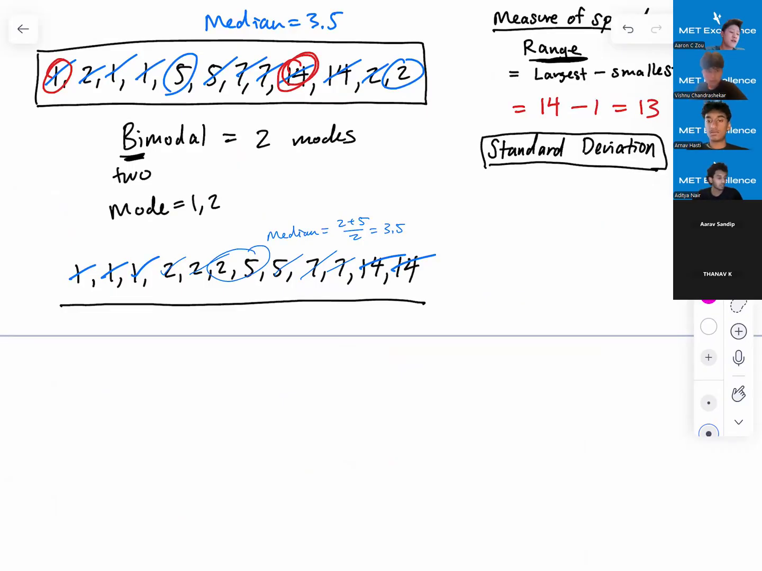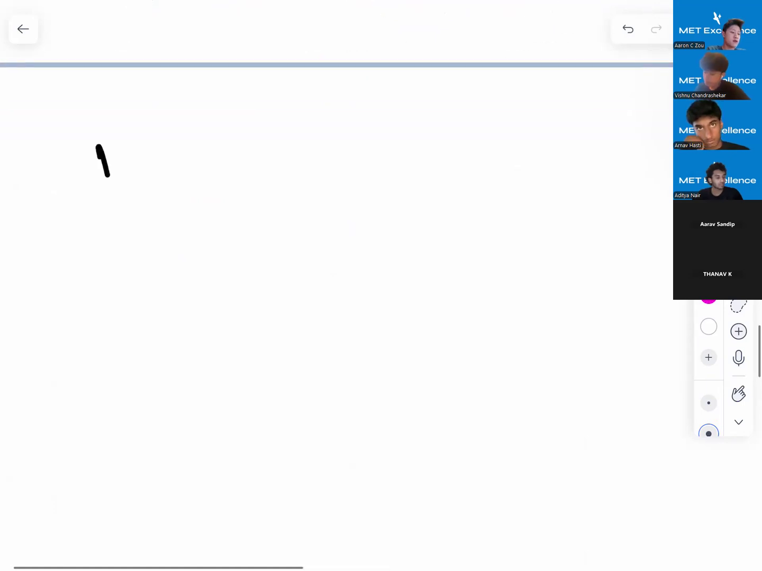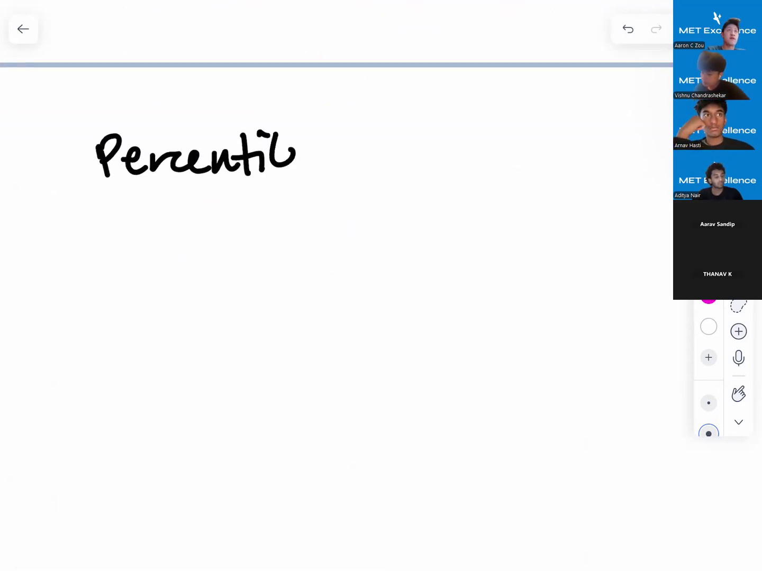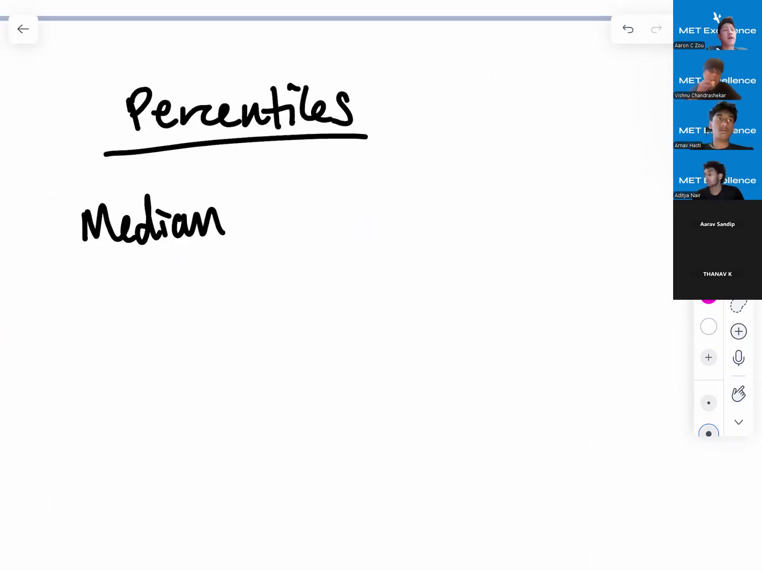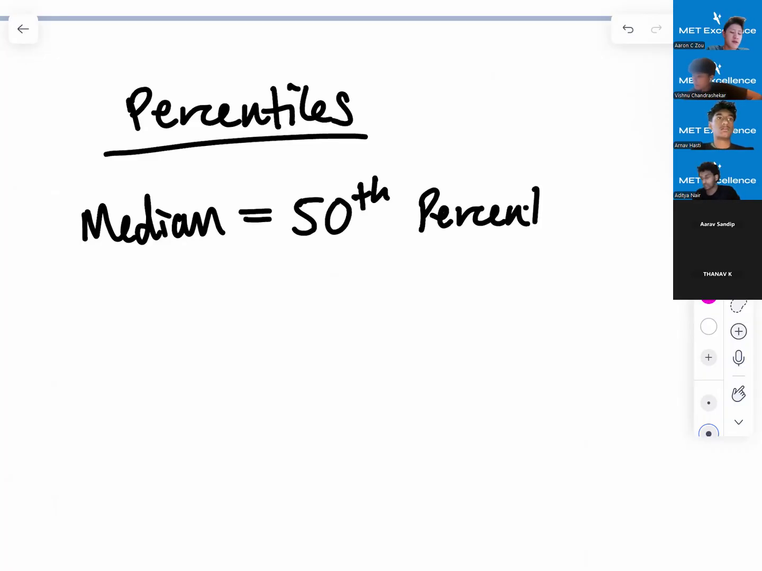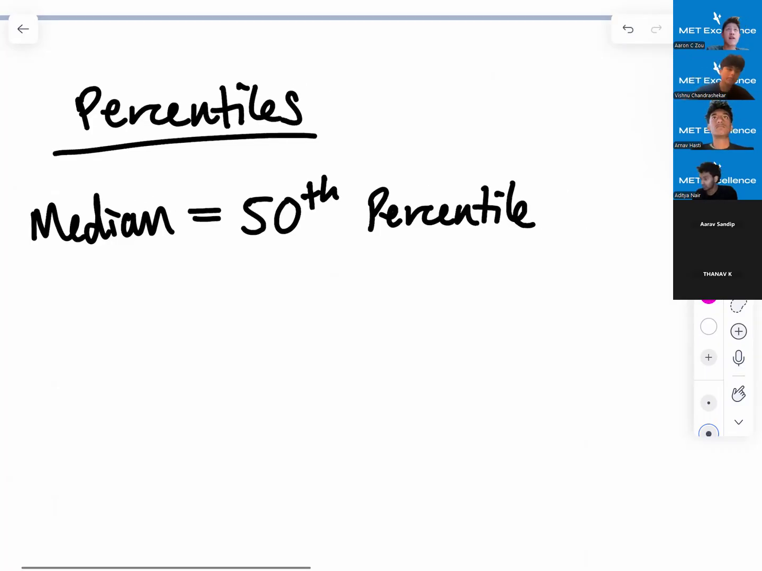Okay, let's go over something called percentiles now. So if we recall our median, the median is the middlemost number, right? So that means that 50% of numbers are below it and 50% of numbers are above it. So this is what we call the 50th percentile. A percentile basically just means how many numbers is this number bigger than?